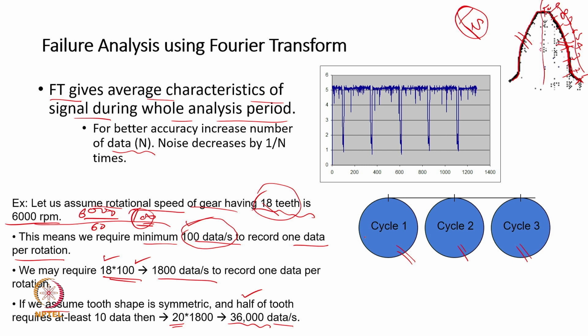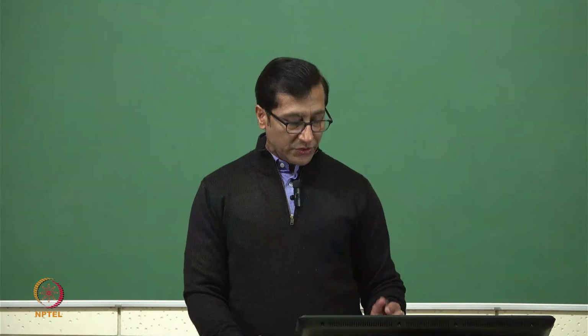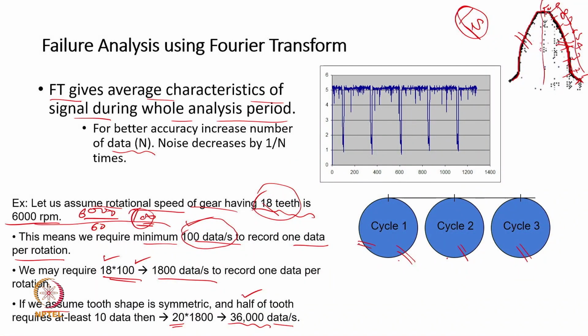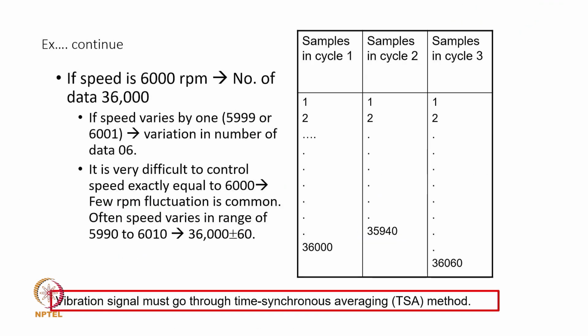However, depending on if I convert to cycles, when one cycle is getting completed, second cycle is getting completed, third cycle is getting completed, and we know that after every rotation the same point will be coming again and again. So cycle 1, cycle 2, cycle 3, if I get 25 cycles and I average, the noise level will come down. But how do we do that? How do I know that every cycle will have the same number of data? So this is what we need to really see.